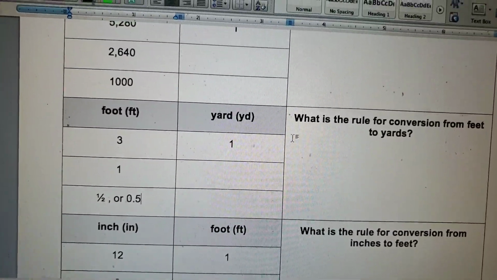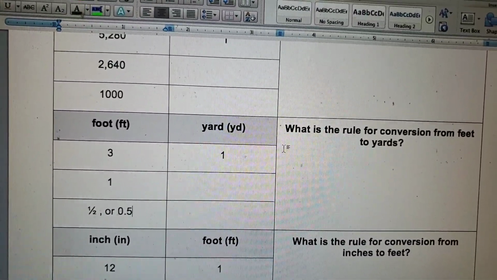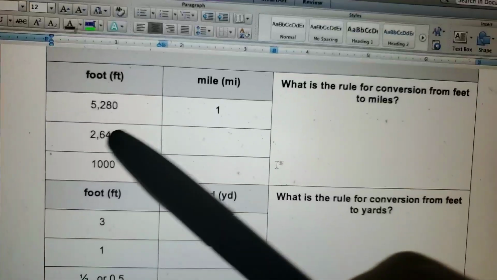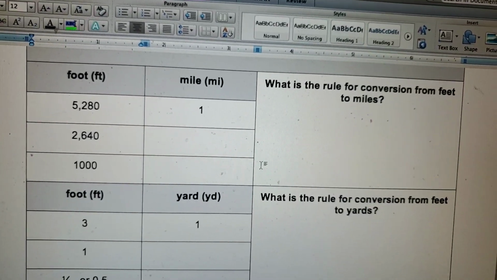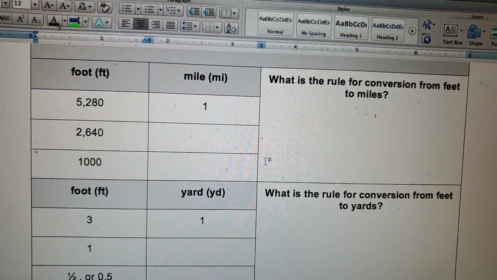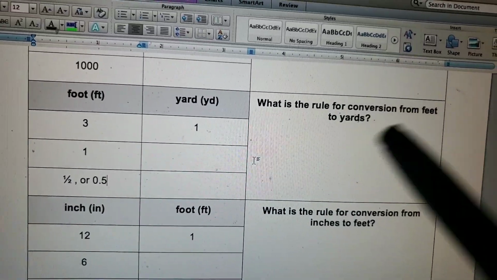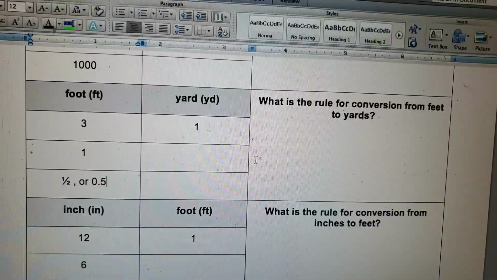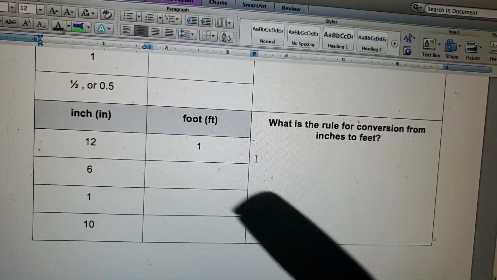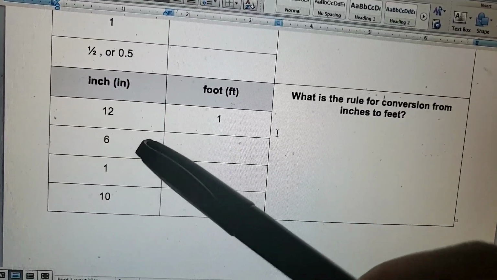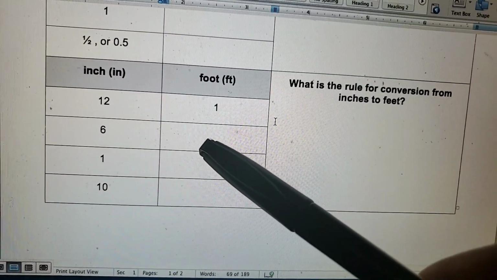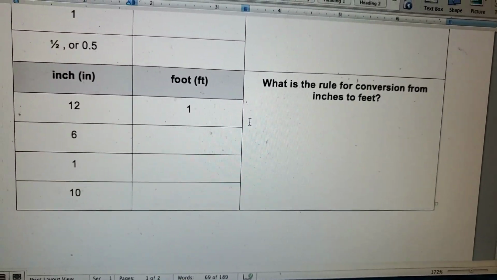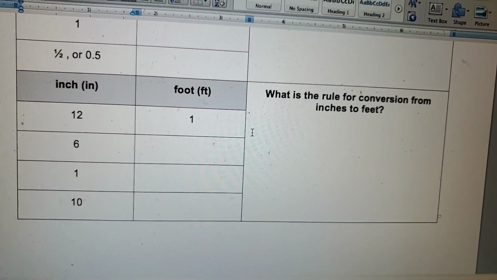You are going to use the chart that I just showed you to help you out. Also, don't forget to answer the questions. After you convert the feet to miles, what is the rule for conversion from feet to miles? We just went over that on the chart. When you convert these feet into yards, what is the rule for conversion from feet to yards? We just went over that on the chart. For this last chart, you're going to convert these inches into feet. Use the chart, and then answer this question. What is the rule for conversion from inches to feet? Real simple. Look on your chart.